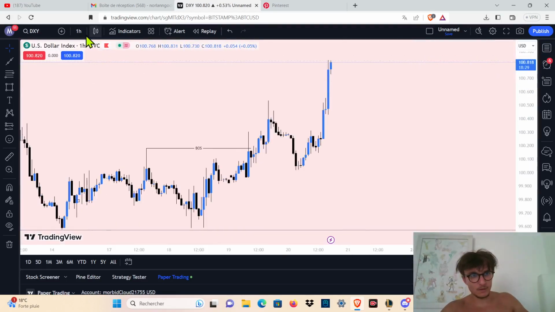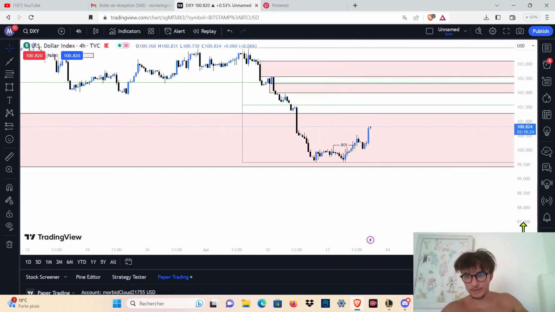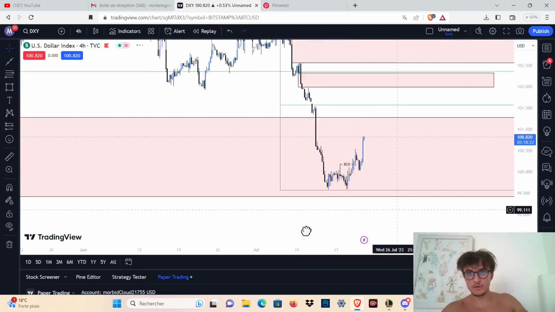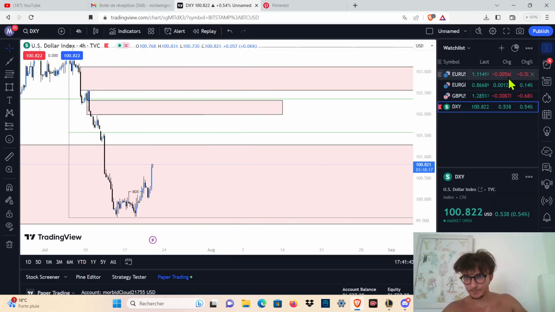First of all, I saw on the DXY, we hopped into a weekly fair value gap and broke structure to the upside. So I'm bearish until we hit these fair value gaps in the discount zone.